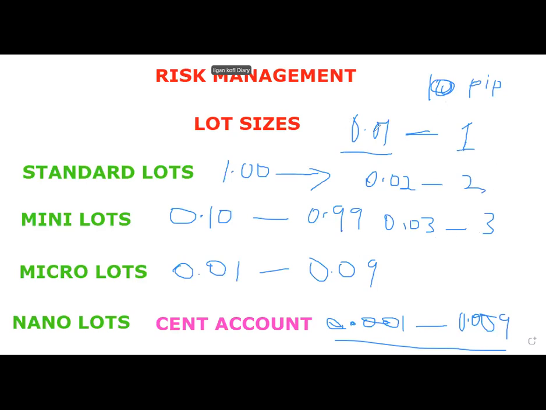So if you are using 0.01 and each 10 pips is $10. Sorry, it looks like my mistakes are becoming too much in this video. Please pardon me for this.